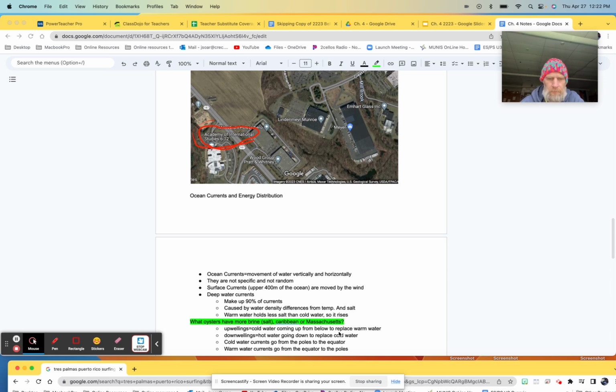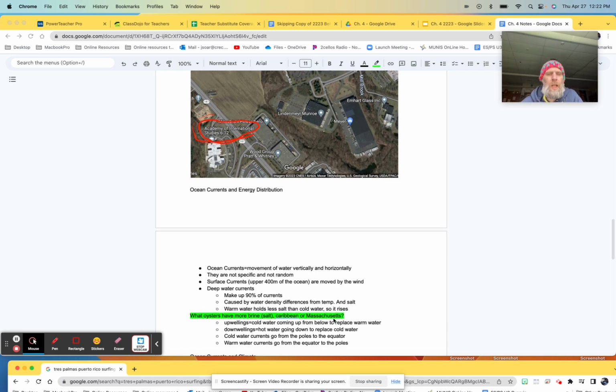Warm water holds less salt than cold water, so it rises. Okay, what oysters have more brine, salt, Caribbean or Massachusetts? Think on that one. Warm water holds less salt. So if you're going to eat an oyster in the Caribbean, would it hold more salt or less salt? If you're going to eat one in Massachusetts, would it hold more salt or less salt?